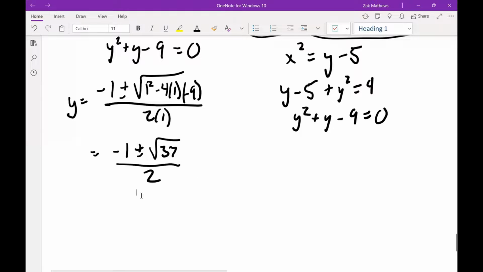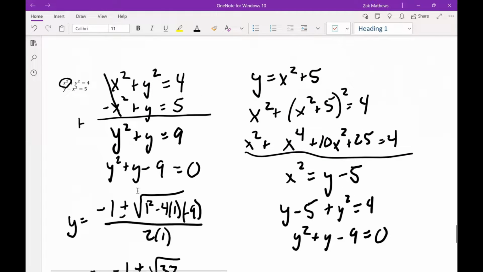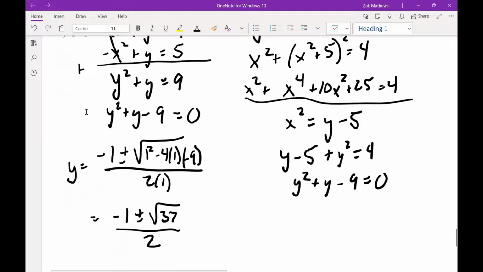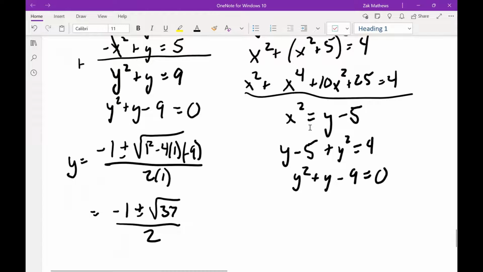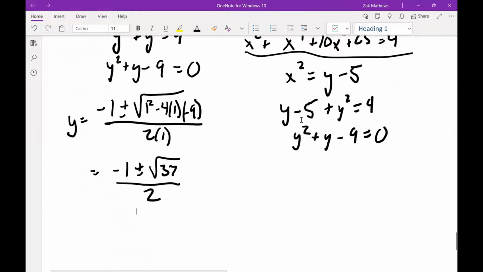So these are perfectly valid solutions. We can take these and plug them back into either equation. I think the second equation probably looks a little bit easier, or in this case, we had solved for the x squared. We want to know the x's. So I'm going to plug it back into this equation right here.